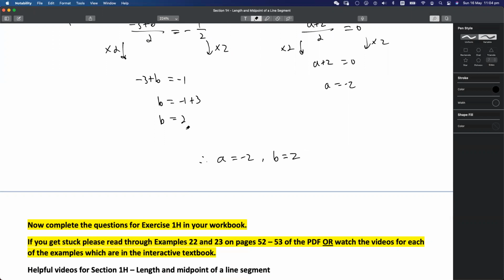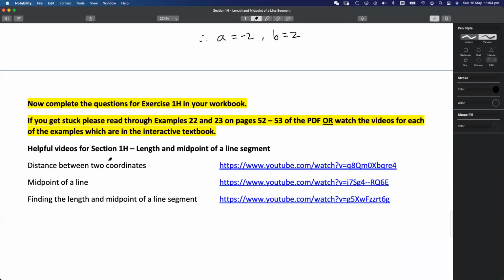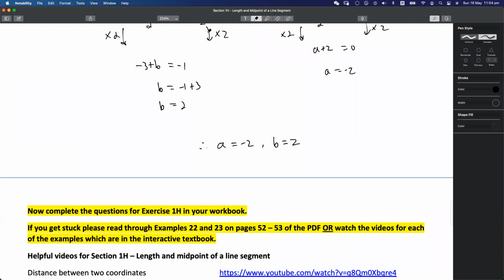Let's end this section. Now it's your time to complete the homework. Complete your exercises, and if you're still confused with some concepts, check out those helpful videos. Okay, thank you.